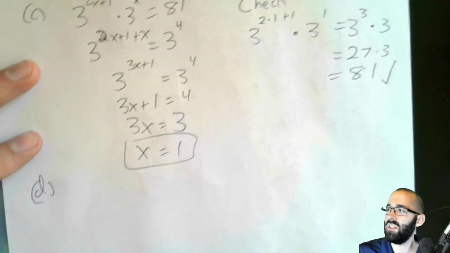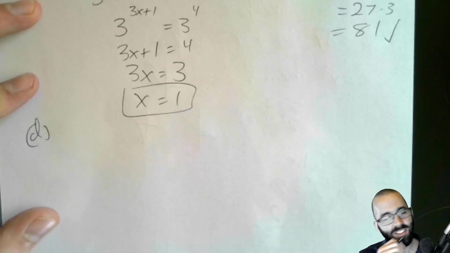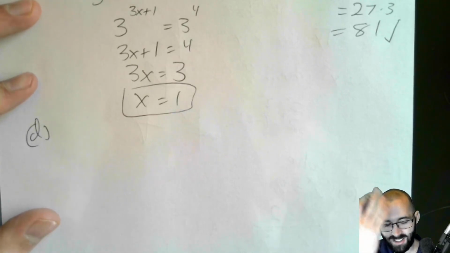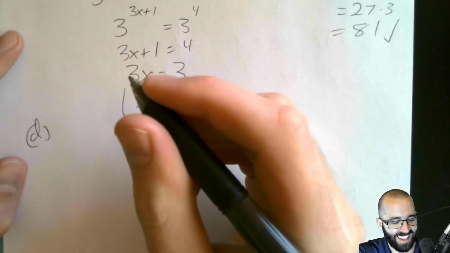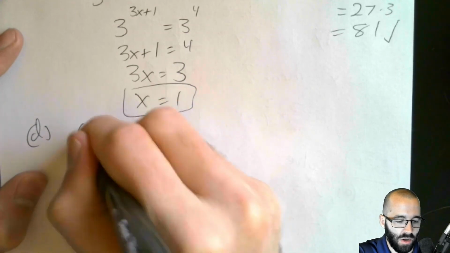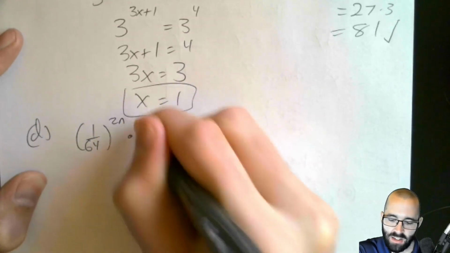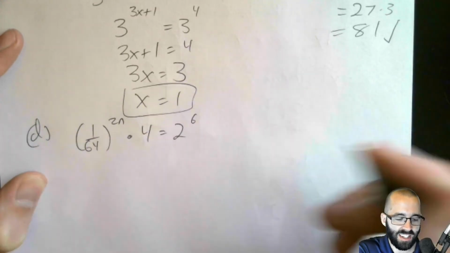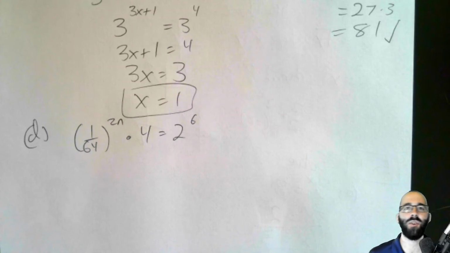All right, last problem for this video. This one's a spicy one, just like the tapatio and the cake we were baking last week. All right, if you remember back that long. We've got part D: 1 over 64 to the 2n power times 4 equals 2 to the 6. You look at this and you go, whoa, Jason, that's a lot of stuff going on. Just do it step by step.